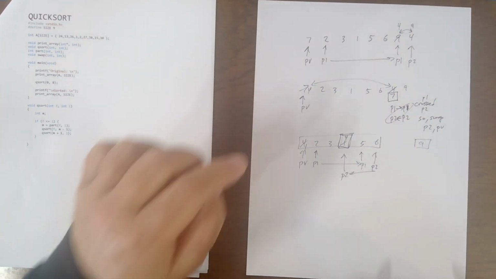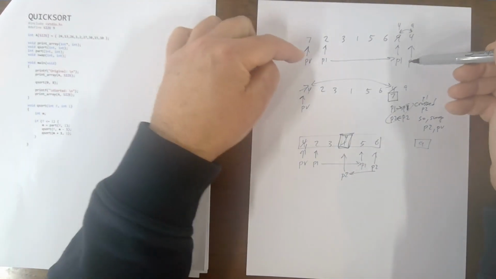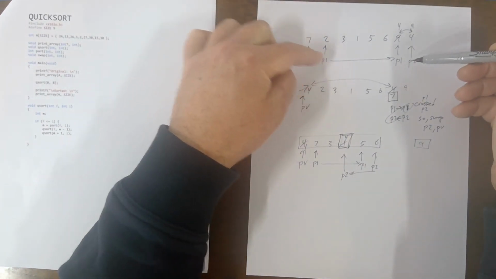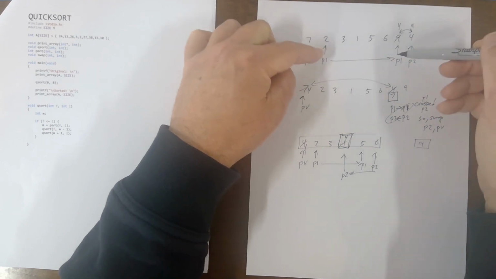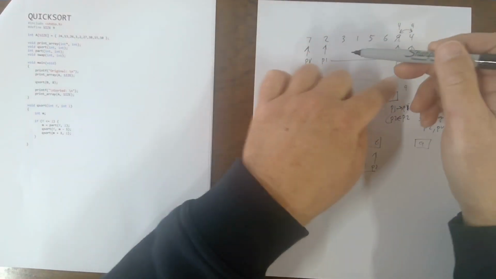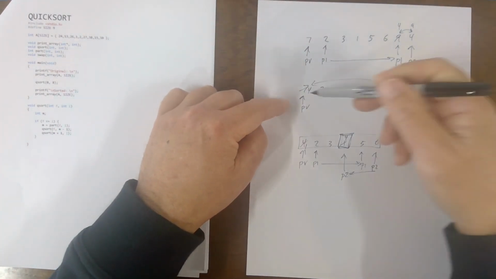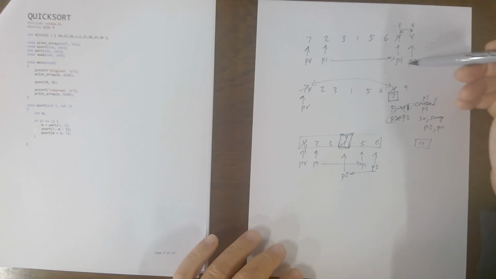You'd continue in that fashion. So once again, here P1 and P2 crossed right away, but typically, they would scoot. P1 would scoot, P2 would scoot, swap. P1 would scoot, P2 would scoot, swap. You keep doing that until they cross, and then you would swap P2 with the pivot. But before that, you swap P1 and P2.